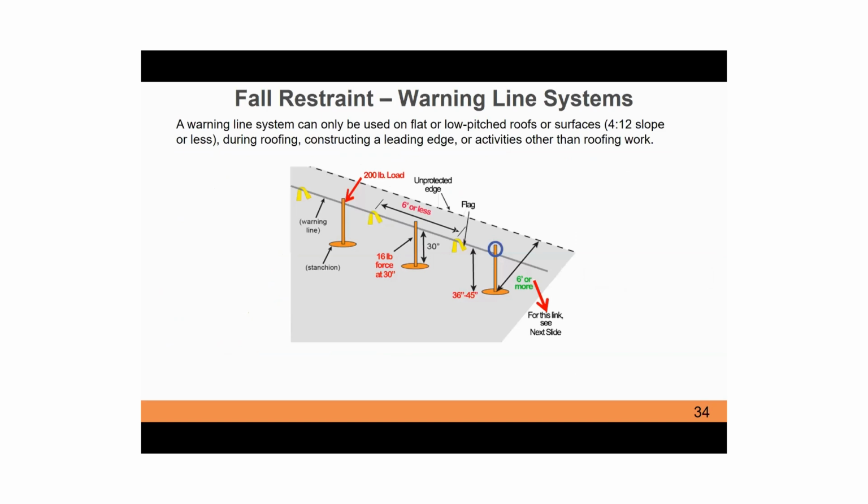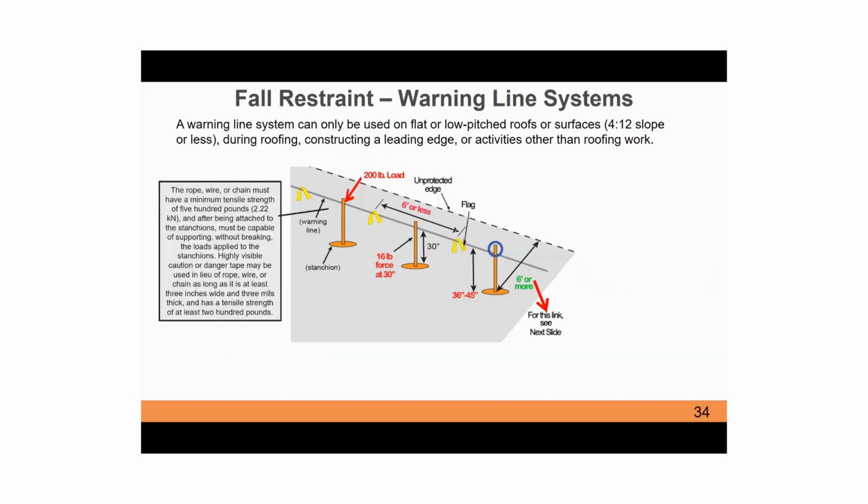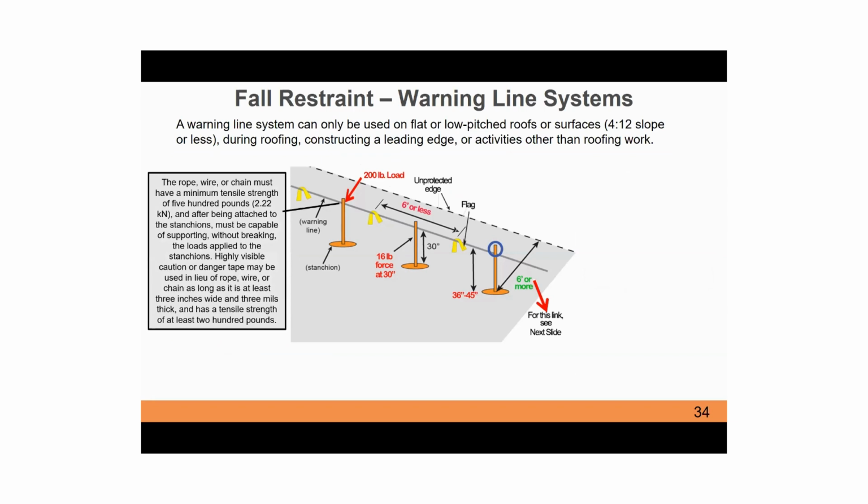So the warning line systems can be used on flat or low pitch roofs and surfaces of 4 in 12 slope or less during roofing, constructing a leading edge, or activities other than roofing. A couple of the requirements for this that we're going to go through. If you use a rope, wire, or chain, it has to have a tensile strength of 500 pounds after being attached to the stanchions.